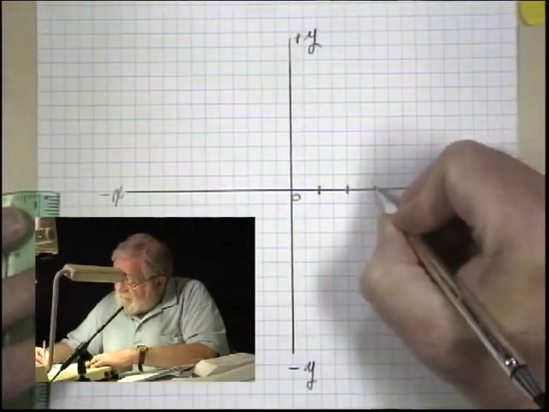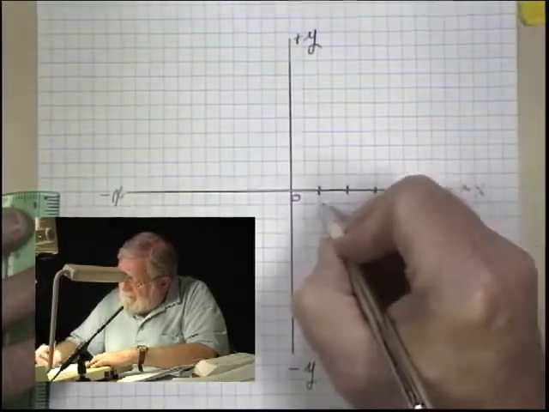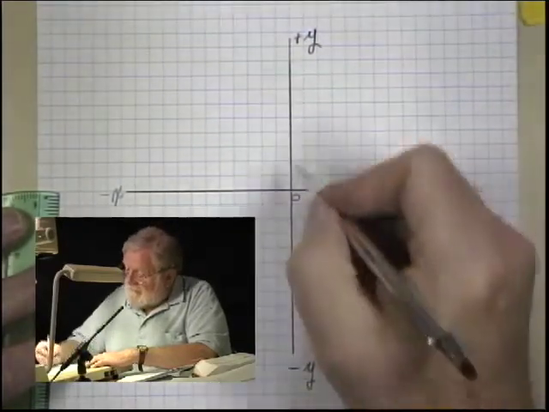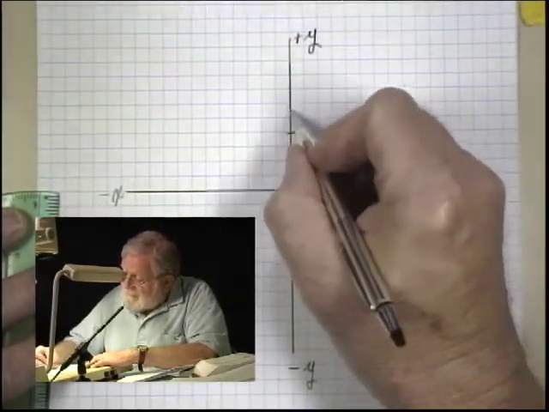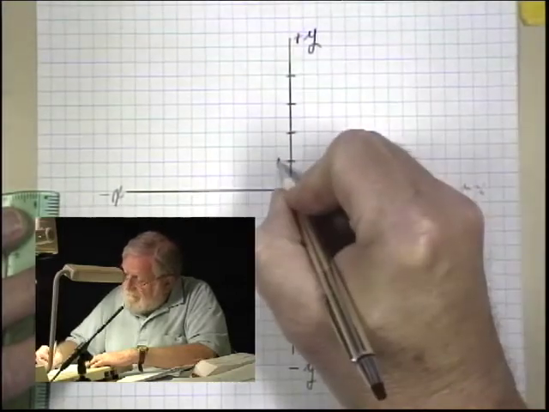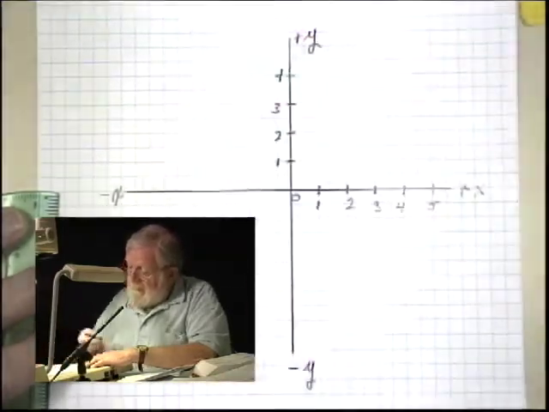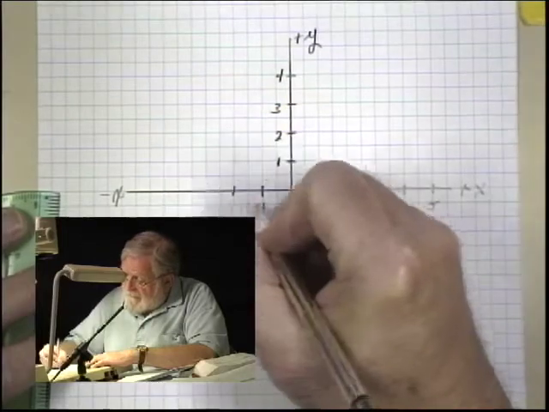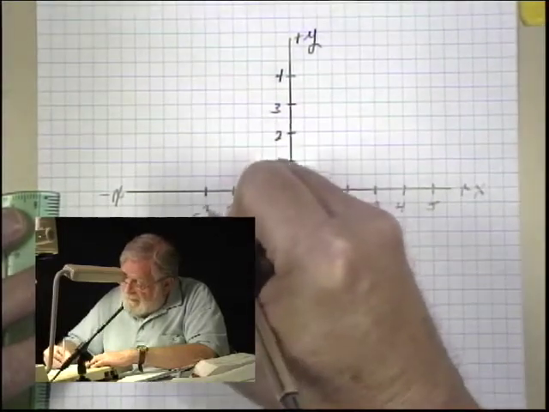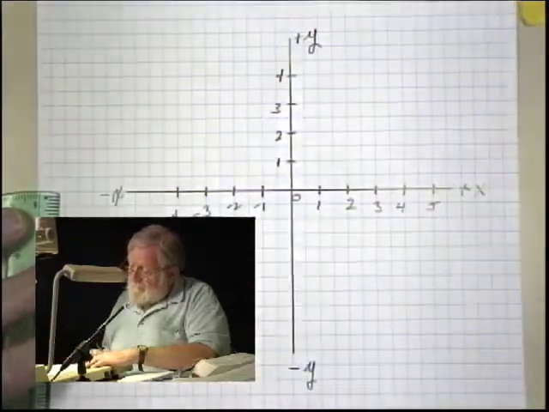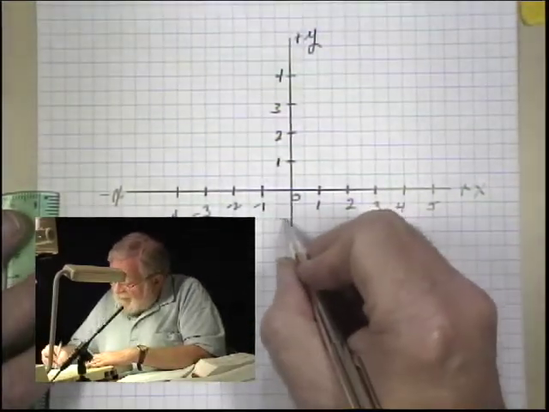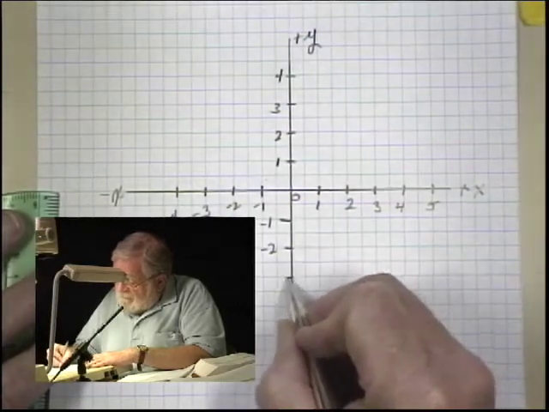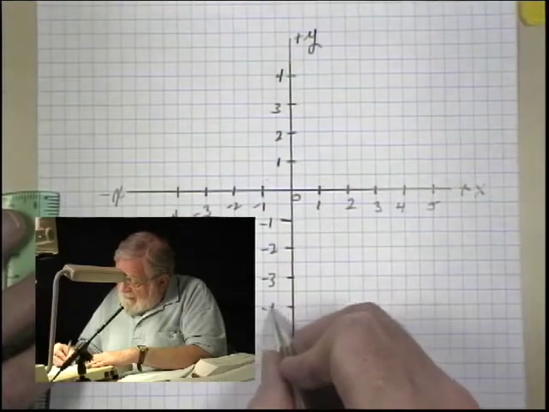1, 2, 3, 4, 5 in a positive direction on the x. On our y, positive 1, 2, 3, 4. On the x, negative 1, negative 2, negative 3, negative 4. And on our y, going down, negative 1, negative 2, negative 3, negative 4.